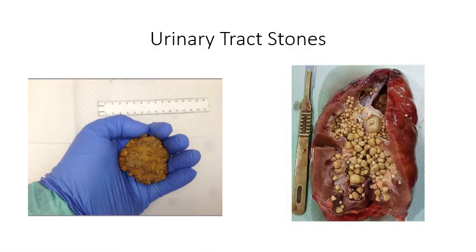We should make mention of urinary tract stones which form in areas of the urothelium. The most common of these places for these stones to form is up in the renal pelvis. You can see that there on the right. On the left is a larger bladder stone which is formed de novo in the bladder.